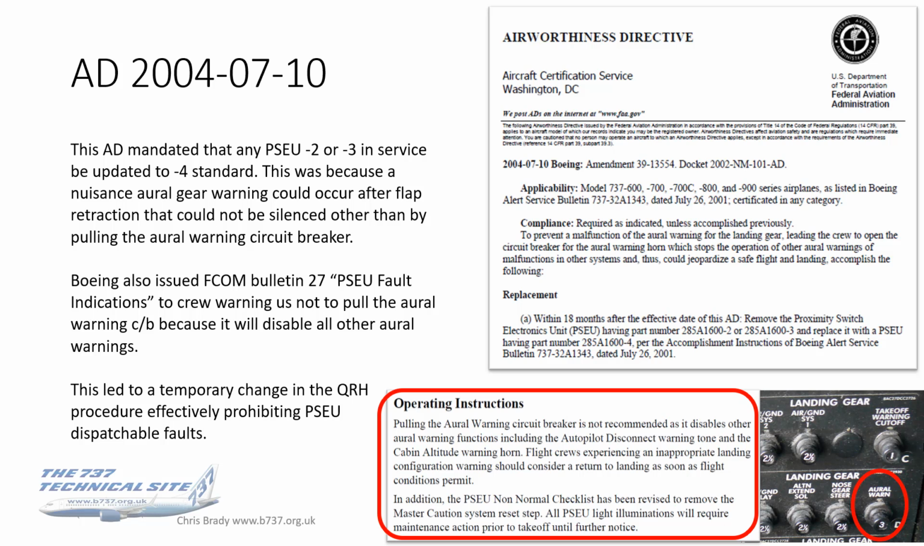Boeing introduced an FCOM bulletin about it, warning us not to pull the aural warning circuit breaker because it'll disable all other aural warnings. So the unintended consequences of doing that could be actually quite dire. This led to a temporary change in the QRH procedure, which effectively prohibited the dispatchable faults on the PSEU.